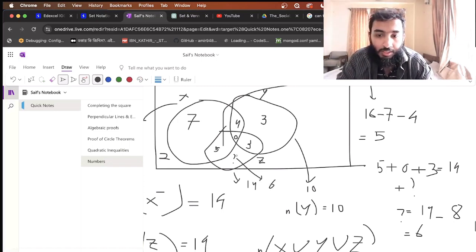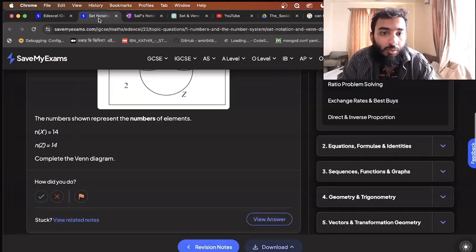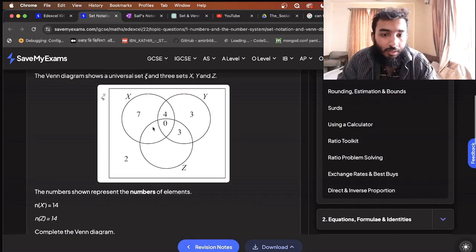So I have completed the Venn diagram by finding the values of these two regions. If you look at the Venn diagram, this region is 5 and this region is 6. I hope you understand how I went through each problem and how I approached solving these problems regarding the concept of set notations and Venn diagrams.